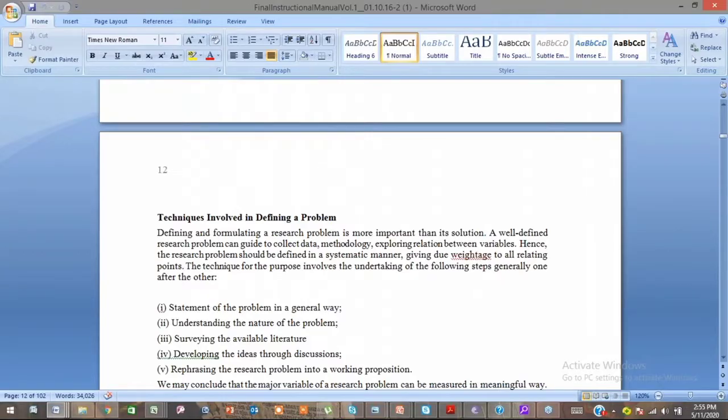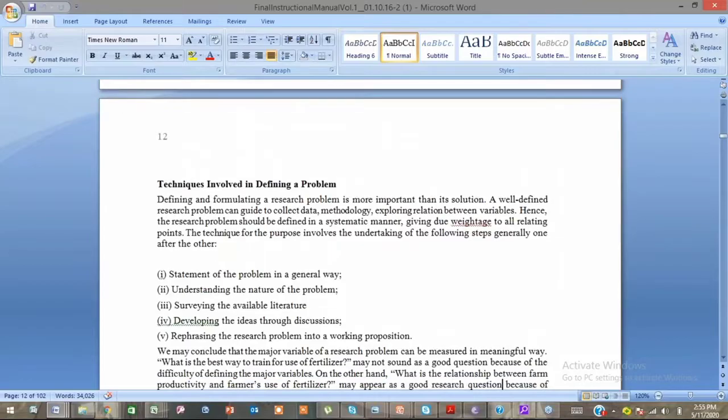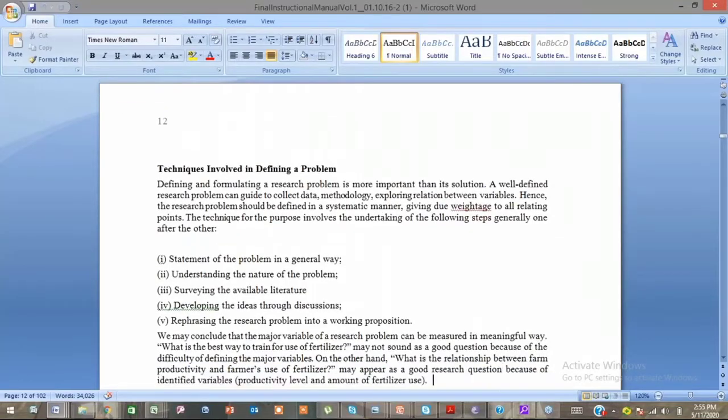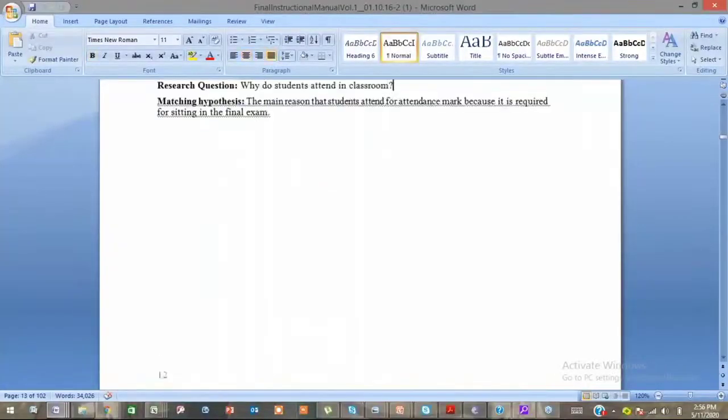Number one, statement of the problem in a general way. Number two, understanding the nature of the problem. Number three, surveying the available literature. Number four, developing the idea through discussion. Number five, rephrasing the research problem into a working proposition. These are the steps you take. So let's look at an example.